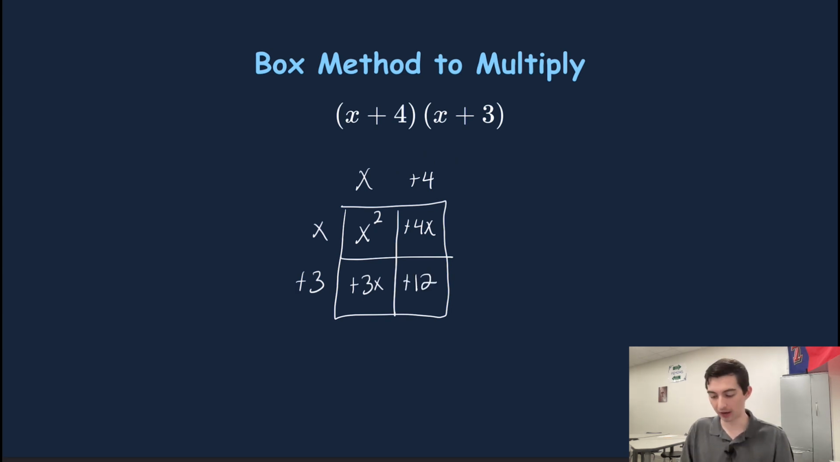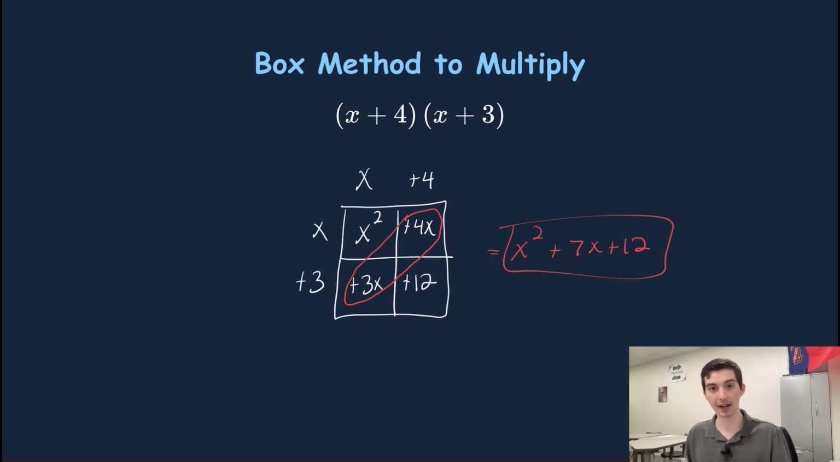Now once we multiply, we can combine our like terms, which is usually on the diagonal, which is just 4x and 3x. So I get x squared plus 7x plus 12. So that's just a review of how we can use the box method to multiply. We know that factoring is going in reverse. So we're going to be starting here and ending up here. So let's see how we can use this box method to go in reverse now.